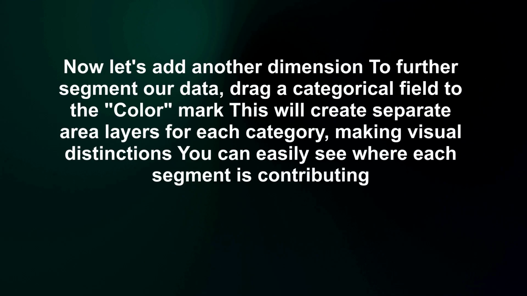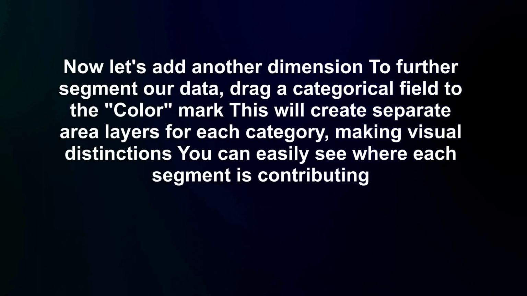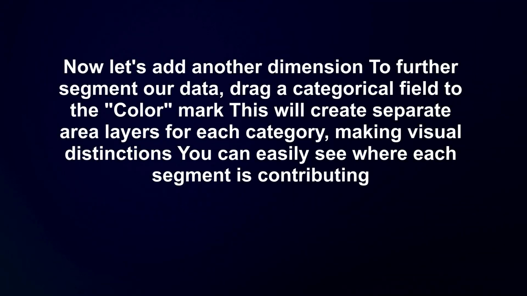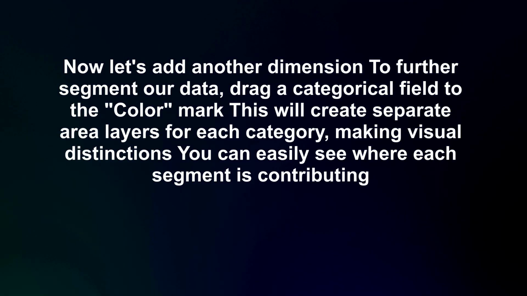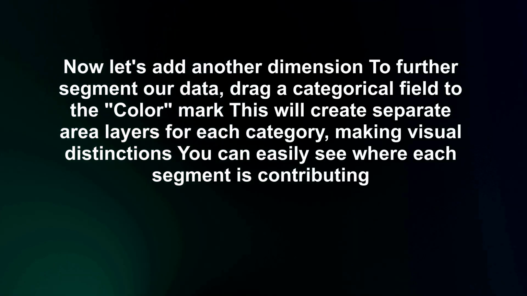Now let's add another dimension to further segment our data. Drag a categorical field to the color mark. This will create separate area layers for each category, making visual distinctions. You can easily see where each segment is contributing.